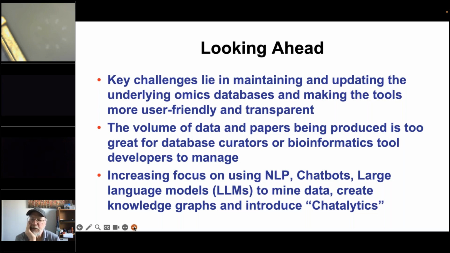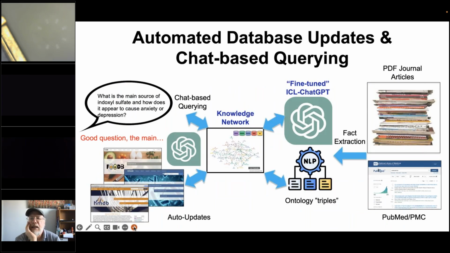And so what we're having to do, along with people like Jeff Shaw and others in the bioinformatics world, is start to move to things like natural language processing, chatbots, and large language models to do the things that our curators can no longer do, to create connections, to create knowledge graphs, and to introduce something called chatalytics, or chatbot analytics. These are still evolving, but over the next year or two, I think a lot of these things will become part of what you'll see in both HMDB and MetaboAnalyst and other databases.